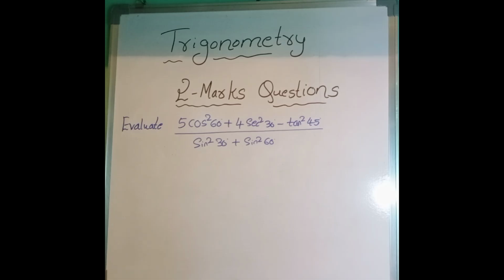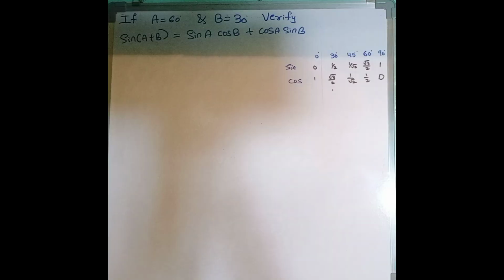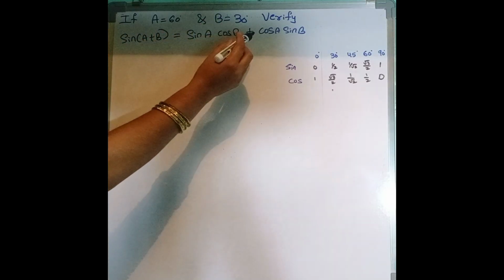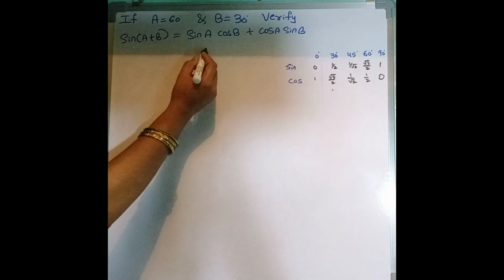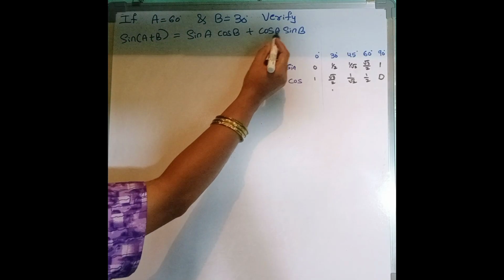Today we are discussing a two-mark, most important question from the point of view of the exam. If A is equal to 60 degrees and B is equal to 30 degrees, verify sin of (A plus B) is equal to sin A into cos B plus cos A into sin B.